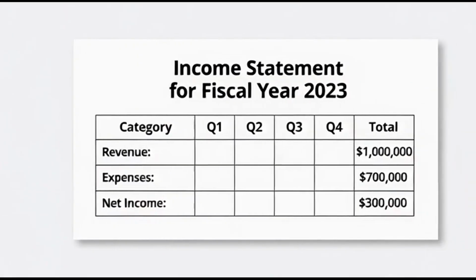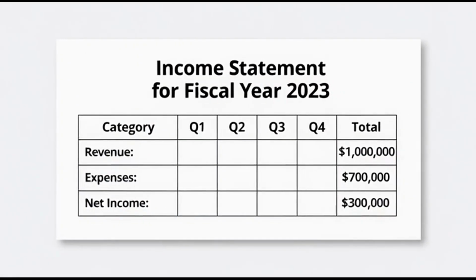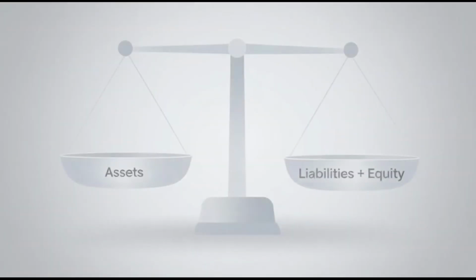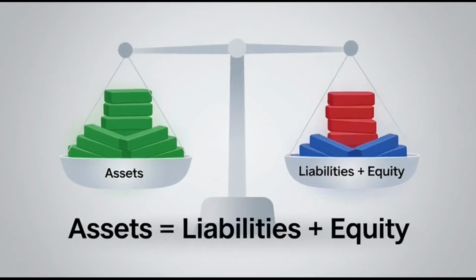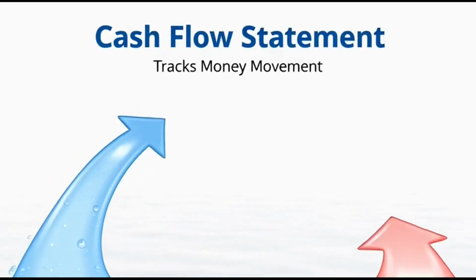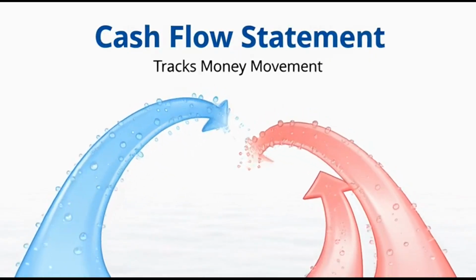Step 7. Generating financial statements for a fiscal year. The income statement shows profit or loss. The balance sheet shows assets, liabilities, and equity. The cash flow statement tracks money movement.